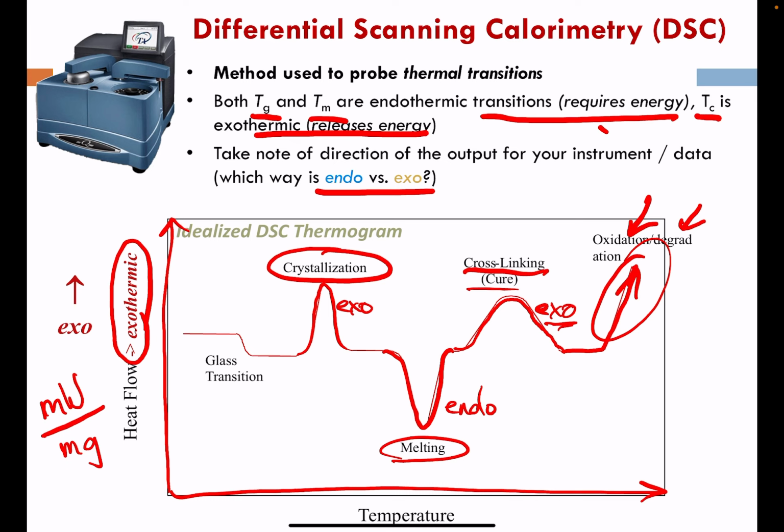The glass transition temperature that we've talked about here is seen as a step change in the profile of the heat flow versus temperature for a polymer specimen. Okay, so notice that we go from a higher value to a lower value when the exothermic direction is up, exo up.